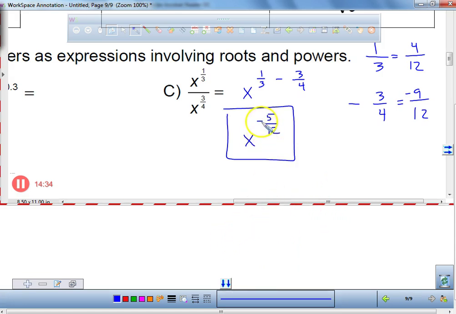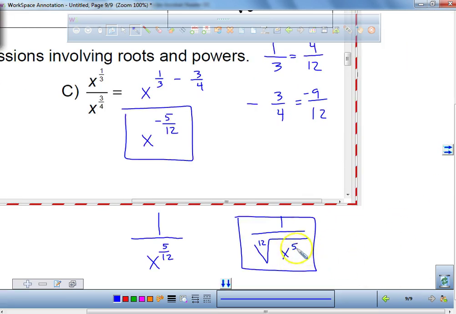Now we got to make this positive. How do we make a negative exponent positive? What do we have to do? You have to make a reciprocal, right? So you're going to do 1 over x to the power of 5/12. So the last thing I have to do is I have to put it as a radical. So what number is going to go in there? 12. What number is going to go in here? 5. So this would be 1 over this.